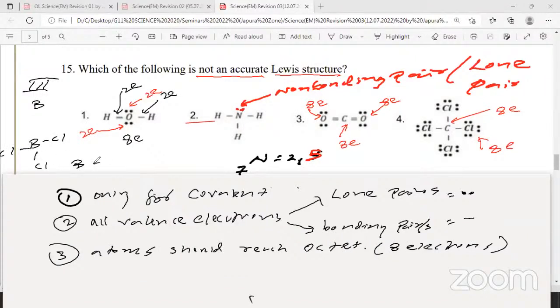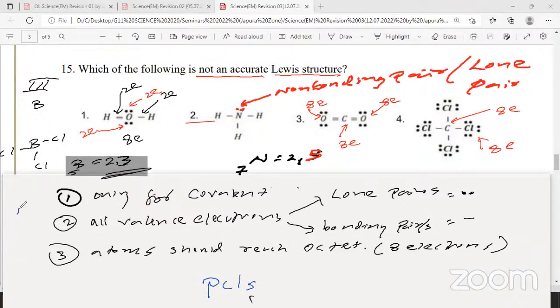Boron atomic number 5, I think 2,3. Only 3 valence electrons means they can form only 3 bonds. Only 3 bonds around boron. Therefore, boron cannot form more than 3 bonds. Therefore, it is called what? Incomplete octet. Less than 8, incomplete octet. But there are instances where they can form more than 4 bonds, like PCl5.